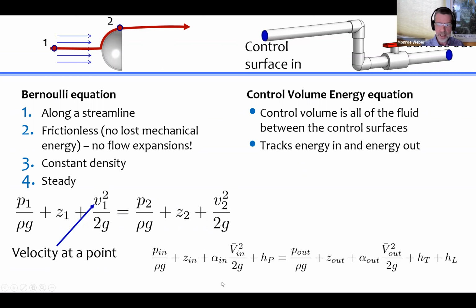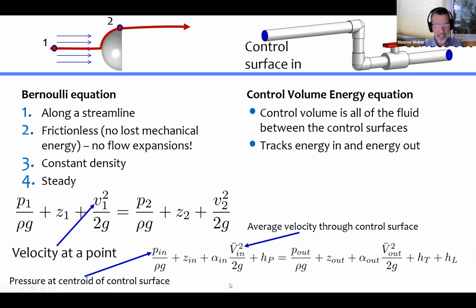So there's the equation. And this time, you can go into details. Like P in is the pressure at the centroid of the control surface, so it has a very specific meaning. V in is the average velocity through the control surface. And in this very fully detailed energy equation that I've shown here, there's even an alpha out front of the velocity term to correct for the fact that the velocity isn't uniform.